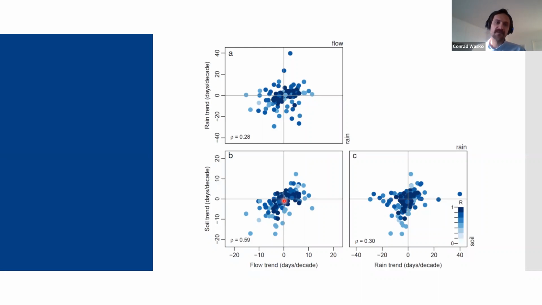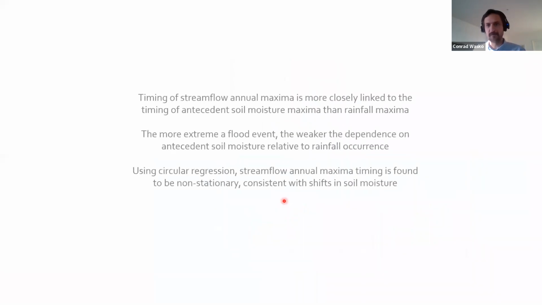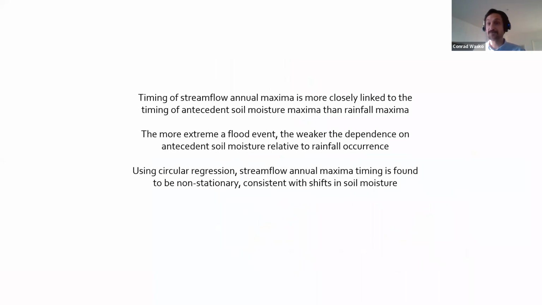So some take-home messages from this. It looks like this is my last slide, but there's a little bit more to come. The timing of the stream flow annual maxima is more closely linked to the timing of antecedent soil moisture than the rainfall maxima. So what I've been harping on about is that the timing of the soil moisture matters. The more extreme the flood event, the weaker the dependence on antecedent soil moisture relative to rainfall. If a really large rainfall occurs, you're going to get a flood, and the soil moisture conditions probably don't really matter.